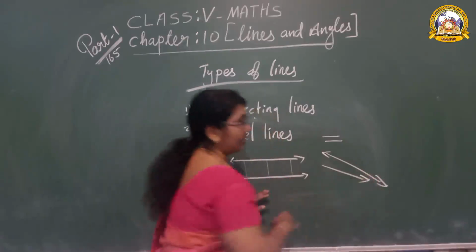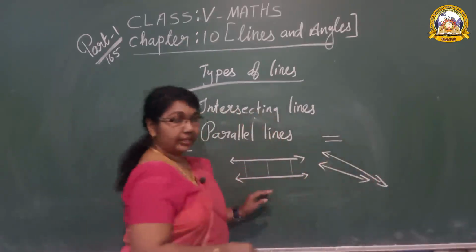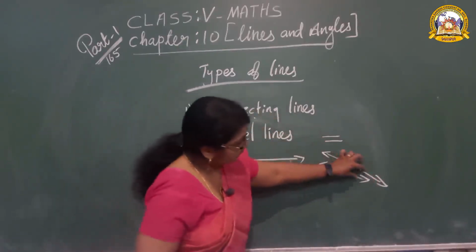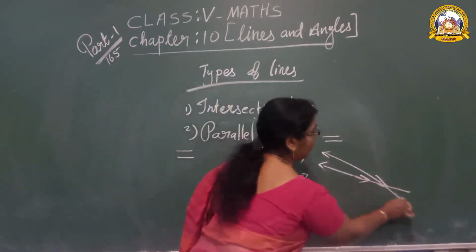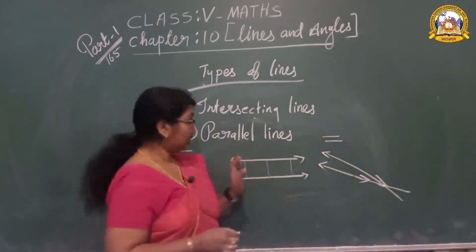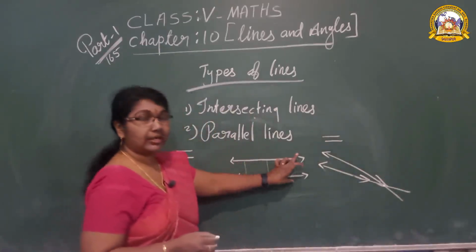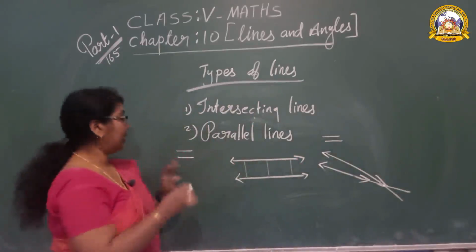Can you say it is a parallel line? No. Why? Here and here the distance is not equal. If you extend it more, it will meet here. So their distance should be equal. Otherwise, it is not a parallel line.